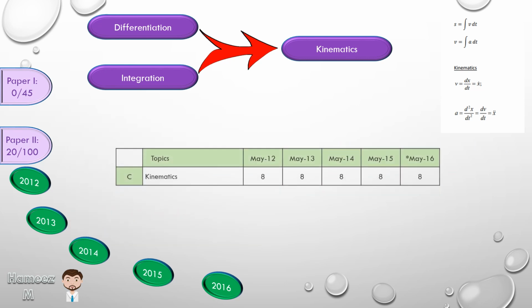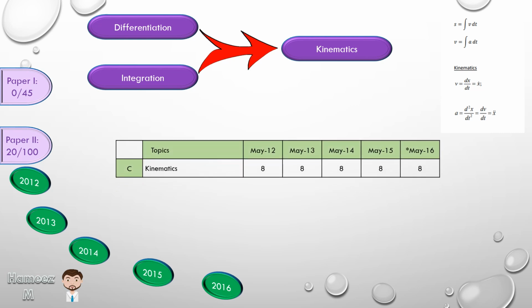In the last section of the paper, number 7 is statistics and number 8 is kinematics, and students are given a choice to choose one out of 2 of them. Kinematics itself comes as number 8 for the 5 years.